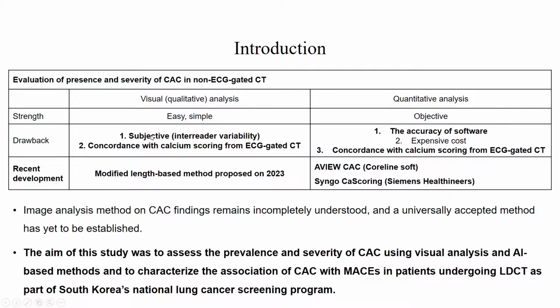In non-ECG-gated CT, CAC analysis can largely be divided into visual analysis and quantitative analysis. Visual analysis has the disadvantage of being subjective, and quantitative analysis has issues related to the accuracy of the software used. Furthermore, both methods have issues regarding how well they correlate with ECG-gated CT.